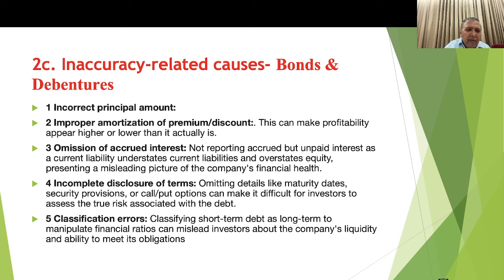Fourth is incomplete disclosure of the terms. Omitting the details like maturity dates, security provisions, or call put options can make it difficult for the investor to assess the true risk associated with the debts. Classification errors.